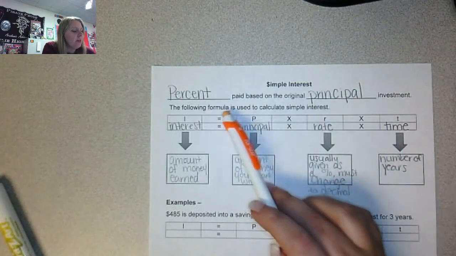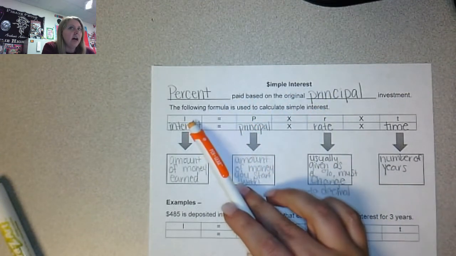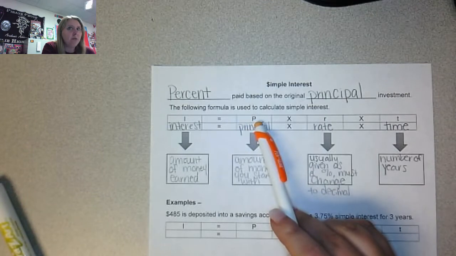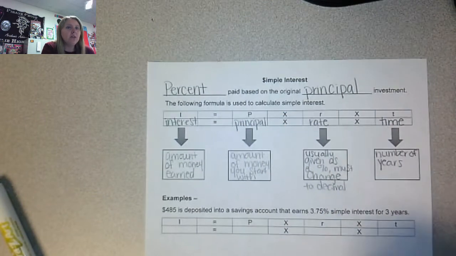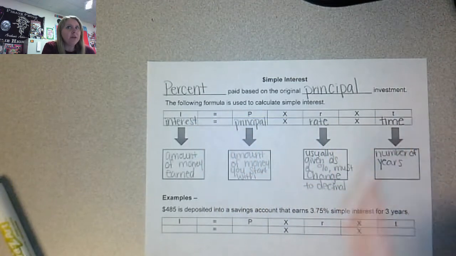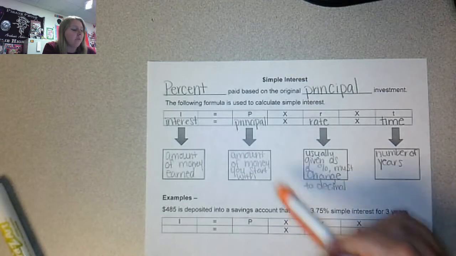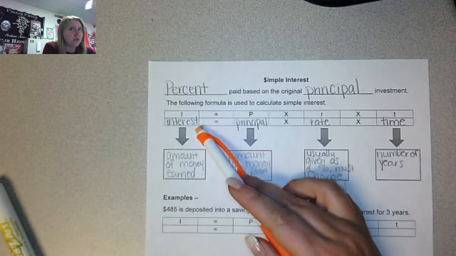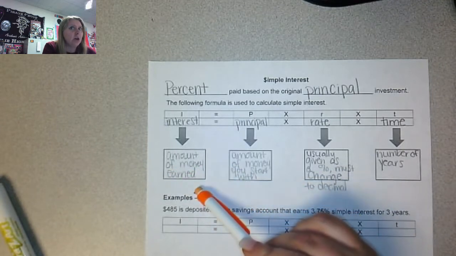Okay, the formula that you are going to use to calculate simple interest is I equals principal times rate times time. Now each one of these is a variable. Each of them has a specific thing that they stand for. I stands for your interest. Your interest is the amount of money that is earned.